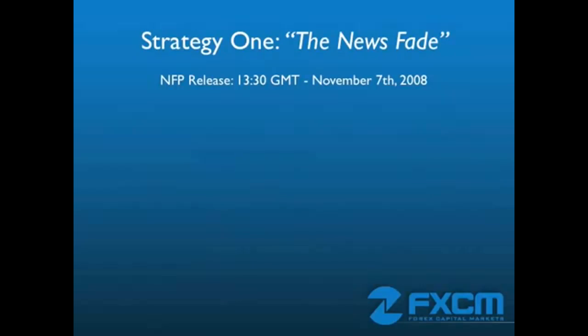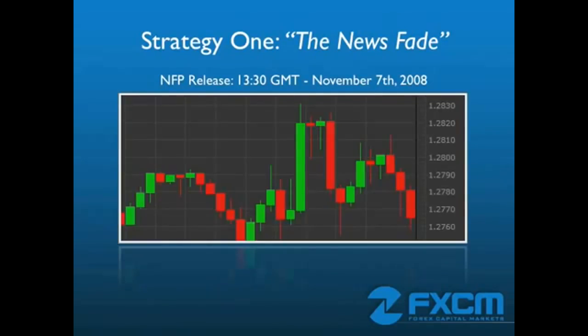Let's now look at how we can use this strategy after a news event like NFP. After looking at the Global Economic Calendar, I can see that NFP comes out at 13:30 GMT on November the 7th. If we pull up a euro-dollar chart for that time, we can see that the euro-dollar spiked up about 64 pips after that release.